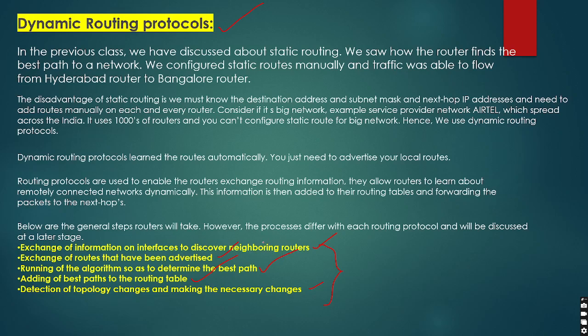They will discover the neighbors. After that, the routes will be advertised. Then it will use the algorithm to calculate the best paths. All the best paths will be populated in the routing table.